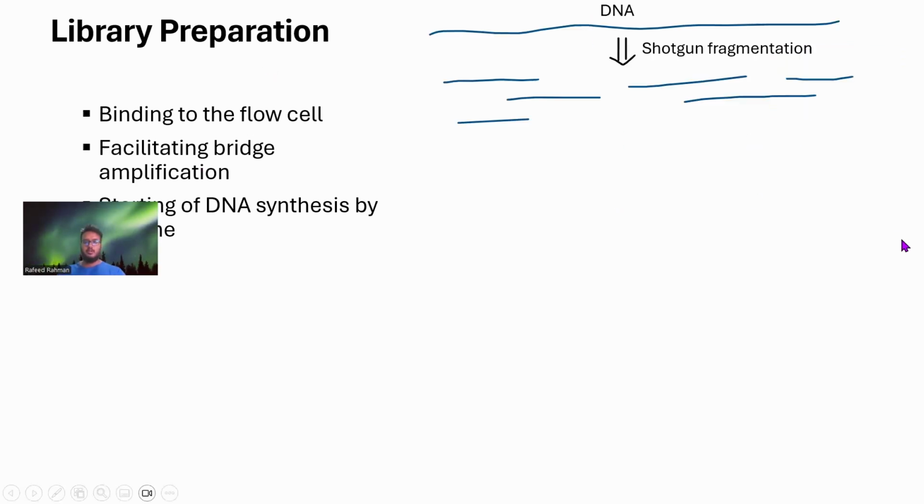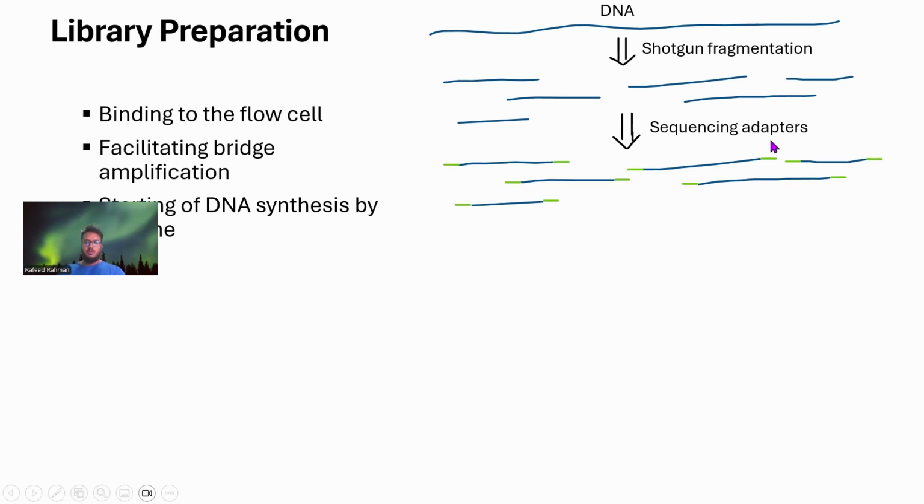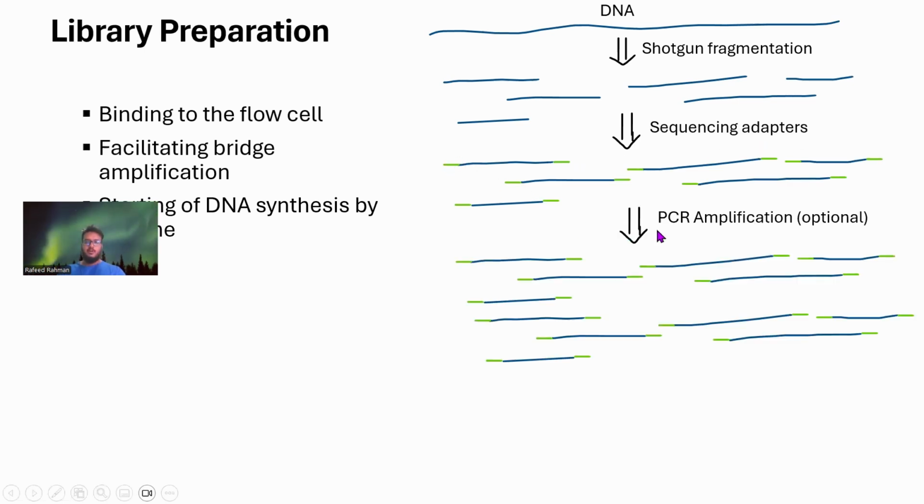We have this input DNA. We fragment it using a technique called shotgun fragmentation, and understand that these fragments are normally very short, less than 400 or 500 base pairs typically. Then we attach some sequencing adapters to it. I will talk about these adapters shortly. And finally, if you think that there aren't enough fragments, you can do something called PCR, or polymerase chain reaction amplification, which will double or triple, depending on how much amplification you want, the amount of fragments.